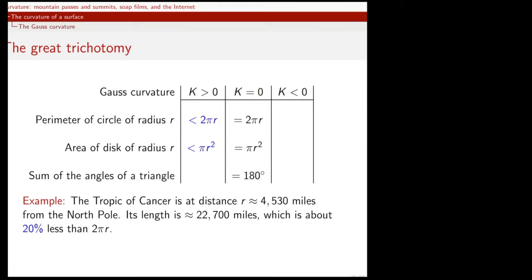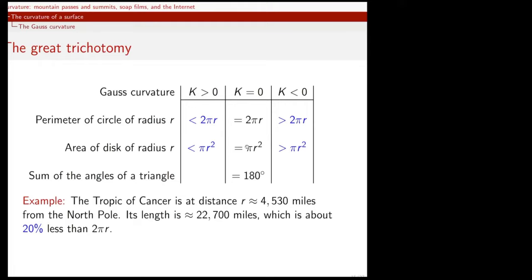And conversely, if you're at a mountain pass where the curvature is negative, then the perimeter of the mountain pass goes up in one direction and down towards the valley. You have more space there. And so indeed, the perimeter of a circle is bigger than what you would have expected. And the area of the disk is more than what you have expected, namely pi r squared.